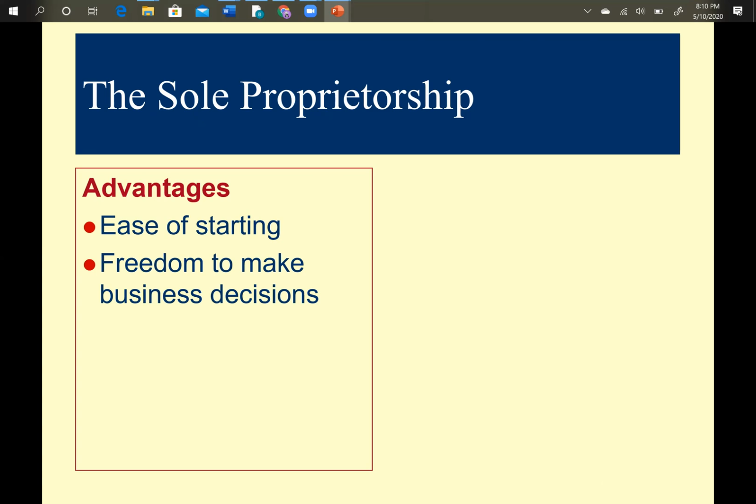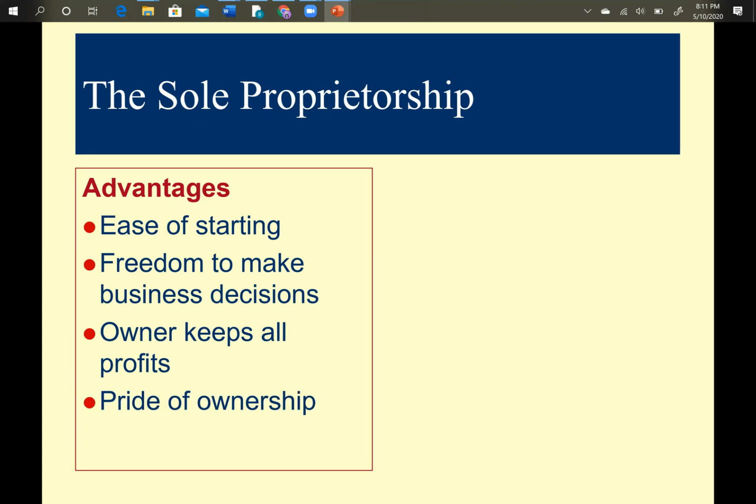The freedom to make your own decisions, how much you want to charge, how many hours you're going to work, who you're going to work for. All of those things also are advantages to the sole proprietorship. The owner, you, the individual, the sole proprietor, gets to keep all of the profit. And then the fact that you simply started a business on your own, worked really hard, maybe you were successful. That pride that comes along with the ownership is also an advantage. So more mental than physical.